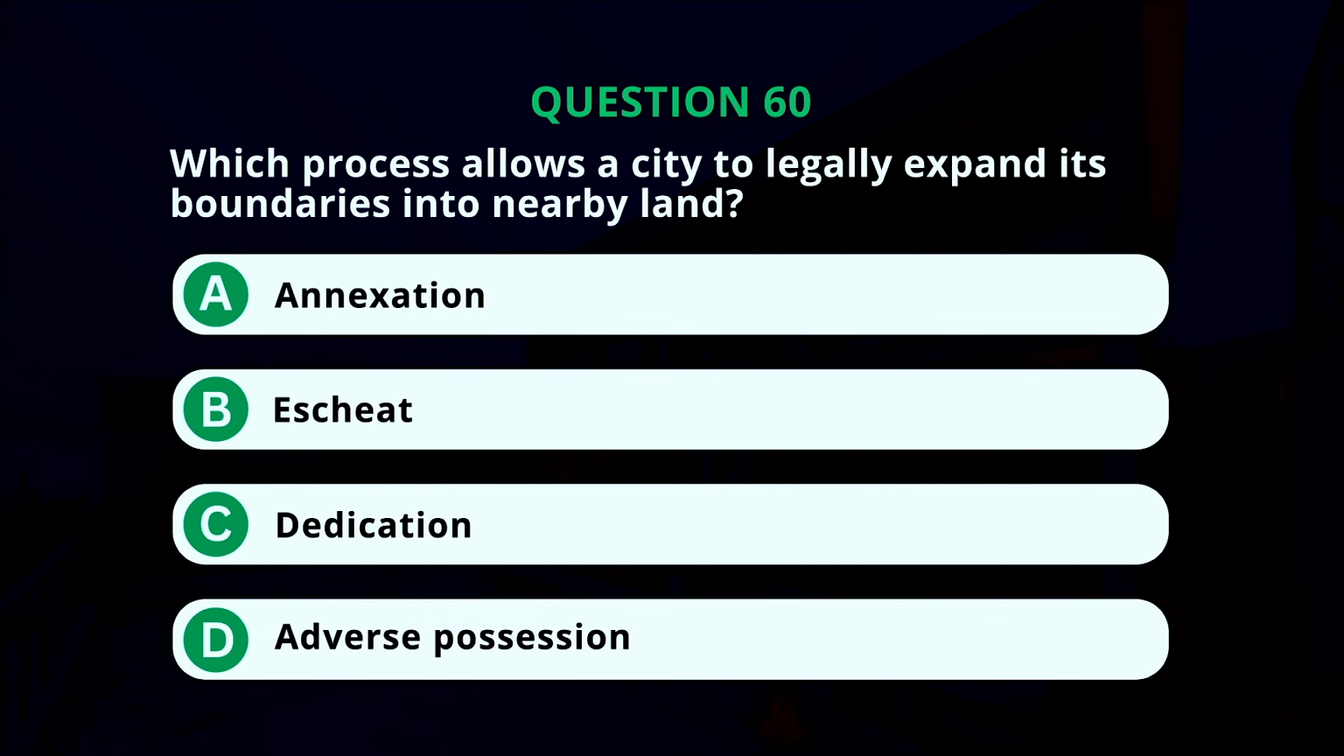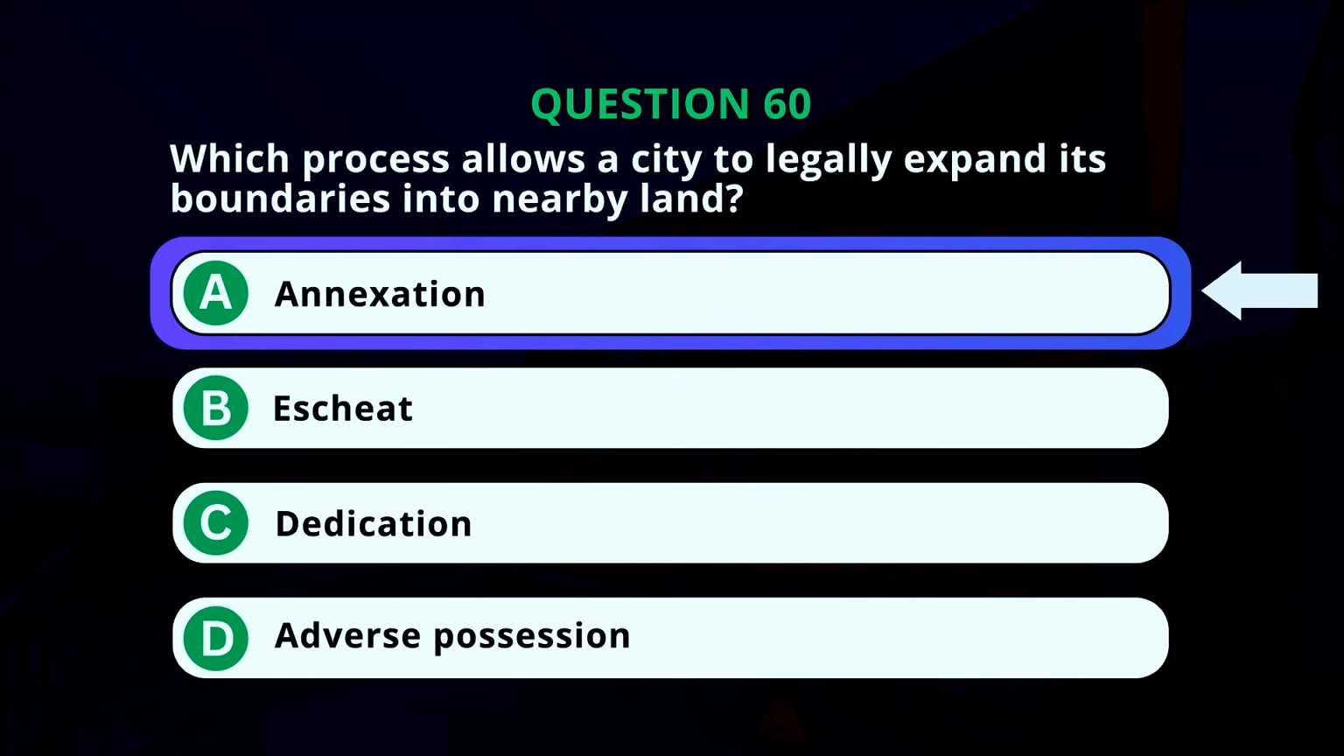Question number 60. Which process allows a city to legally expand its boundaries into nearby land? Letter A, annexation. Letter B, escheat. Letter C, dedication. Letter D, adverse possession. And the answer? Letter A, annexation. So all of these are actual vocab phrases.